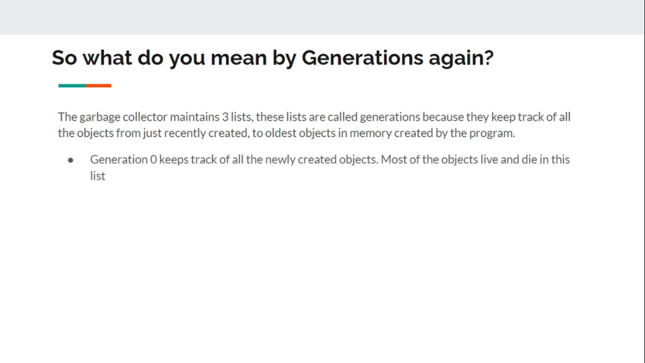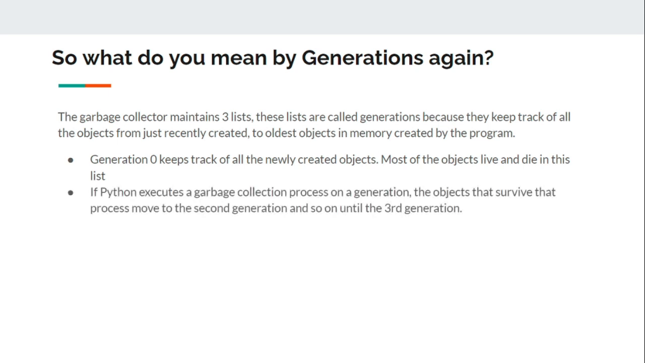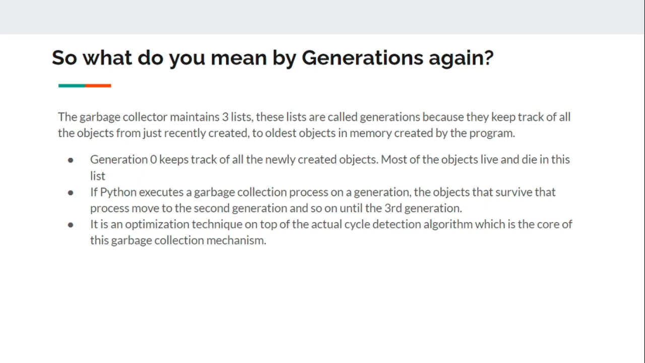Now generation 0 is something that is used most frequently because generation 0 keeps track of all the newly created objects, and most of the objects live and die at generation 0. So this is generation 0. If Python executes the garbage collection process on a particular generation, the object that survives that particular process moves to the next generation. So in this way we deal with this particular algorithm.